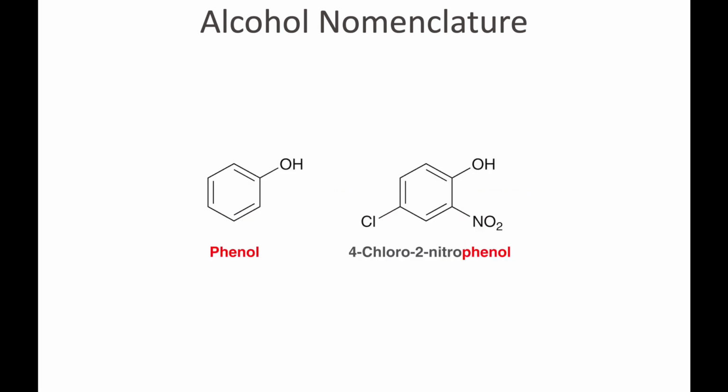When the hydroxyl group is attached to a benzene ring, the parent name is phenol. So we have here a phenol with a chloro and a nitro group. And so this is called 4-chloro-2-nitrophenol. And actually we'll leave it at that for now, as we will dive into more of this nomenclature of the phenol when we go to the aromatic chapter later on.